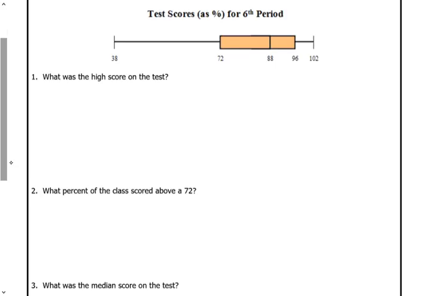This is test score, so this is what we've been talking about. What's the highest score on this test? Well, the highest score was 102. And it's simply a matter of interpreting it. What was the lowest score? The lowest was 38.